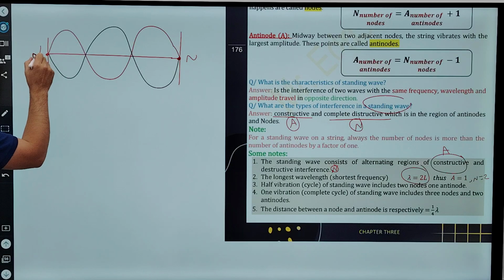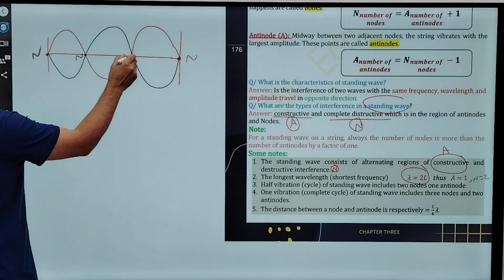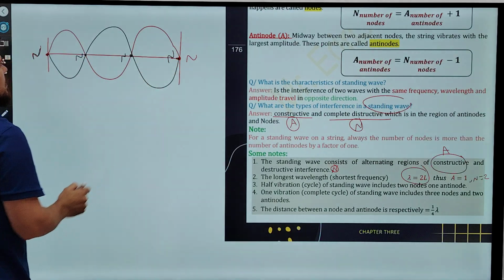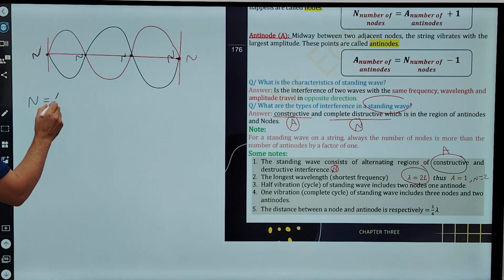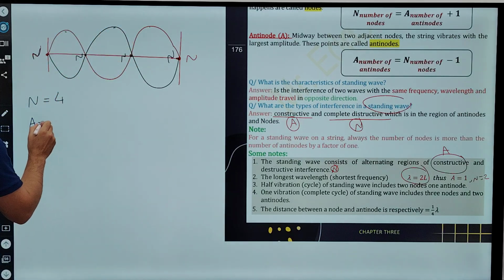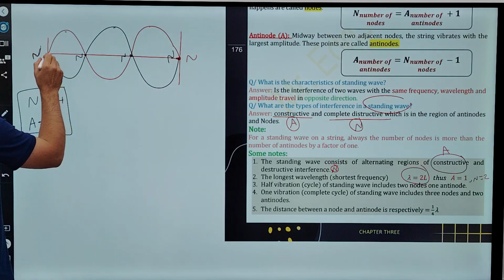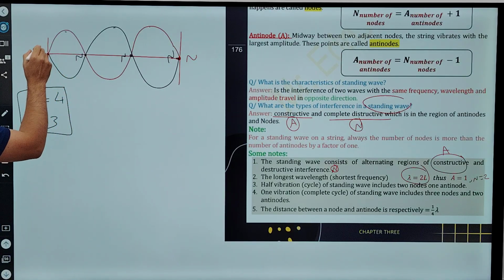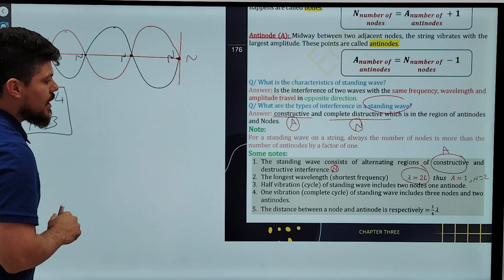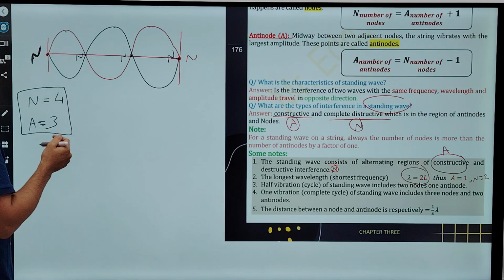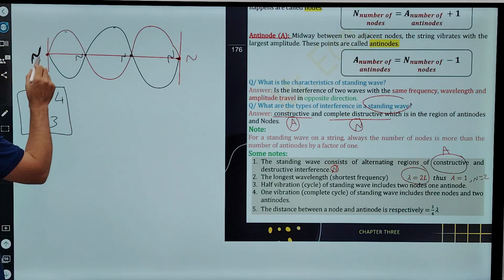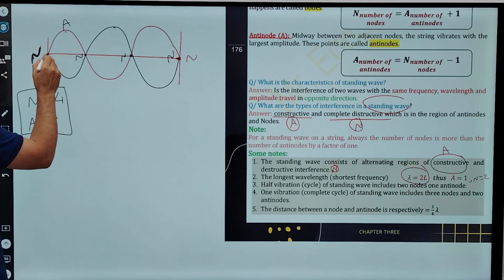How many nodes do we have? 1, 2, 3, 4. We have 4 nodes. The number of nodes is equal to 4. Antinodes: 1, 2, 3. We have 3 antinodes. The number of antinodes is equal to 3. The distance between a node and an antinode respectively is equal to 1/4 wavelength. How? Look, this is a node and this is an antinode.